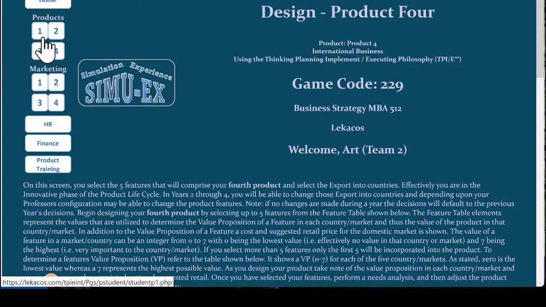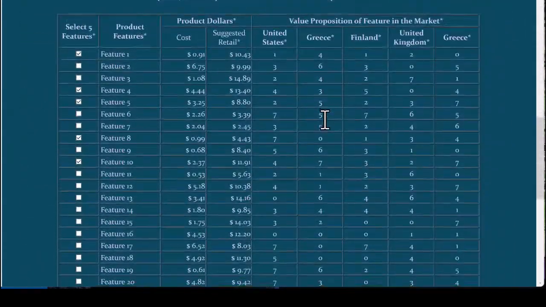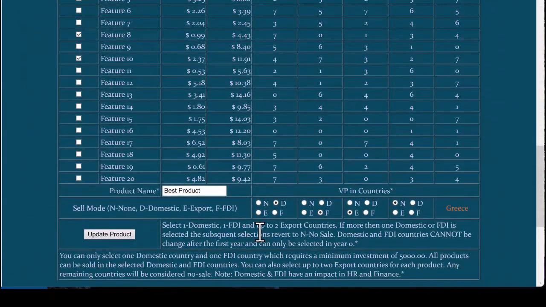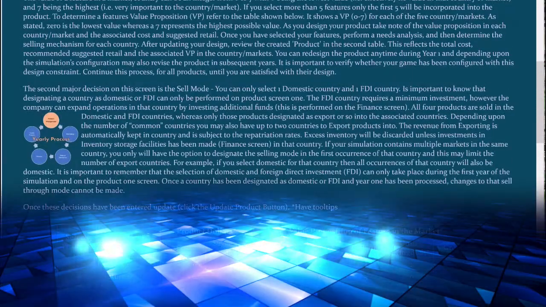Note, every product sells in the domestic market and the FDI market. So you have products 1, 2, 3, and 4. And the only difference in the decision screen in year 1 is that product 1 can also designate the domestic and the FDI countries. In year 2, 3, and 4, the product screens are exactly the same.